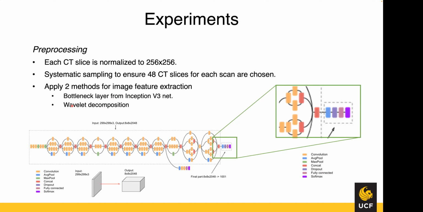And then the other approach is to actually do a wavelet decomposition of the slice, and then flatten that array and have it be the feature in the node. Okay, so that's the pre-processing.